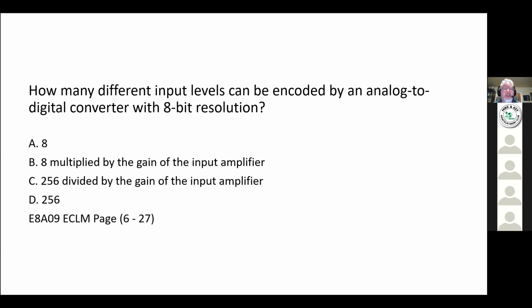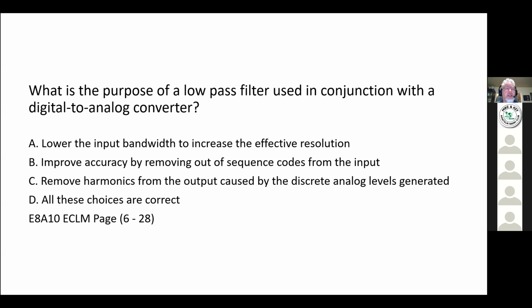How many different input levels can be encoded by an analog to digital converter with an 8-bit resolution? A, 8. B, 8 multiplied by the gain of the input amplifier. C, 256 divided by the gain of the input amplifier. Or D, 256. Delta is correct, 256.